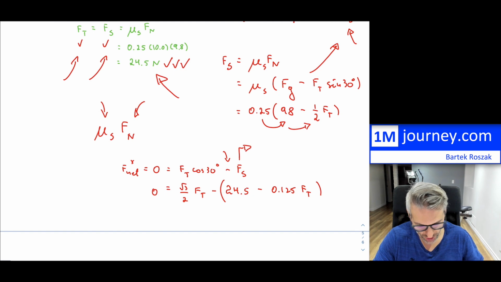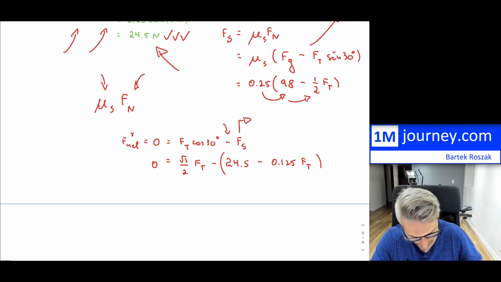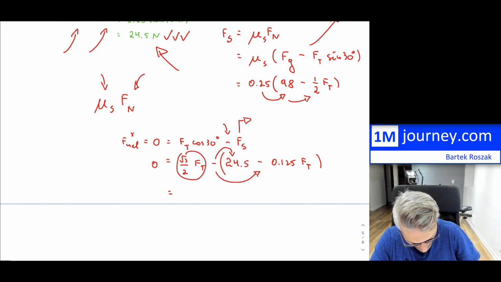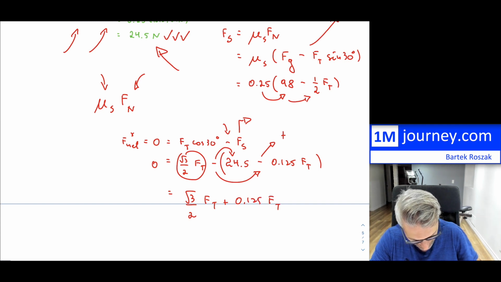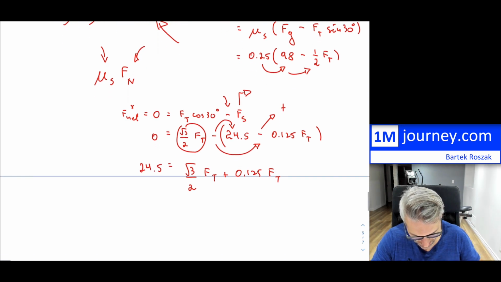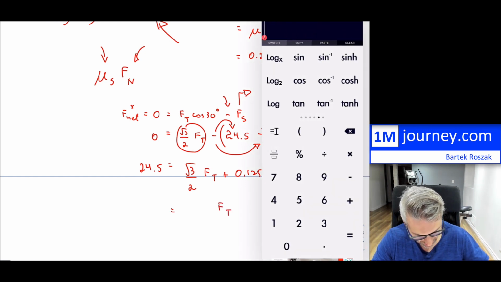And now notice the only unknown is your force of tension in here. So I can group all of this stuff together. Let me do that, all in one. So that's going to give me this particular term. This negative is going to distribute. It's going to make this one positive actually. So what you have is square root of 3 over 2 force of tension, plus 0.125 force of tension, minus the 24.5, which I'm going to bring over to the other side so I can solve for Ft. So it's going to be positive right there. And there you have it. Now we can do all of this.